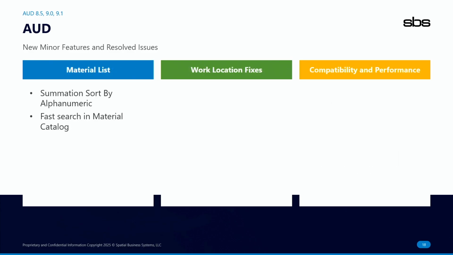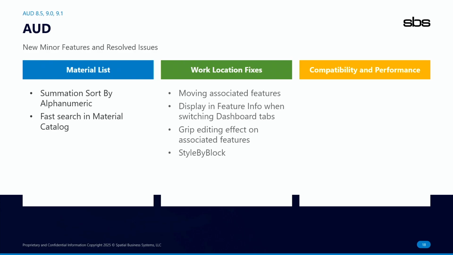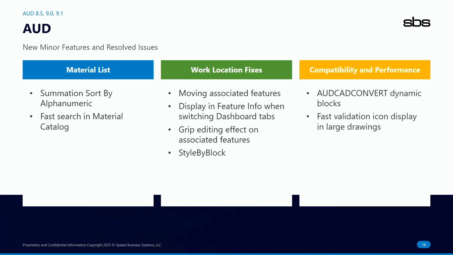The material list also now has improved support for alphanumeric sorting, improvements of performance in the material catalog, and work location fixes. So we introduced the ability to display the work location in the info tools, and that led to some behavioral things that we fixed up in the last year's releases, and then some compatibility improvements to things like CAD conversion for dynamic blocks and a much faster validation icon display in large drawings. So if you have very large drawings and are displaying those validation icons, it's much faster now.